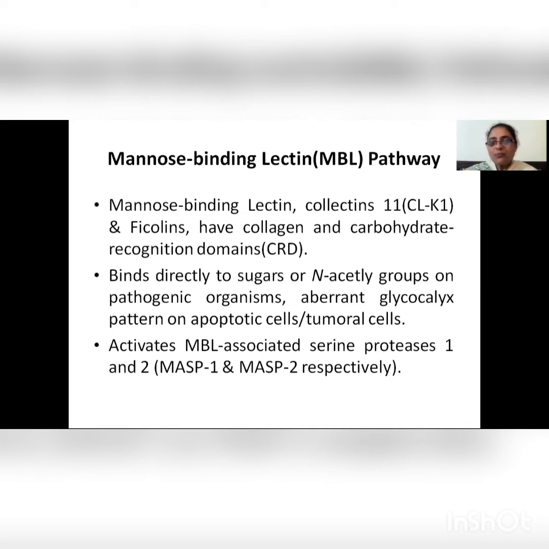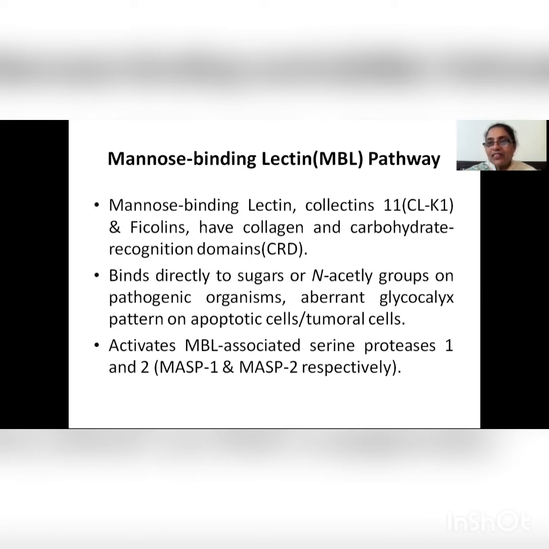That means these mannose binding lectins, that means sugar and protein, have the ability to recognize the pathogen's sugar and N-acetyl groups which are present on the pathogen. So they have pattern recognition receptors, or you can say carbohydrate recognition domains. So they can recognize the carbohydrate pattern on pathogens and even the sugar pattern on pathogens. So they bind to sugars or N-acetyl groups on the pathogenic organisms.